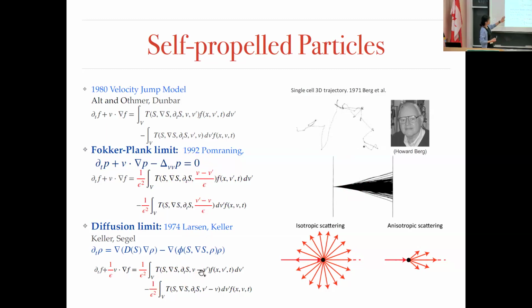For the diffusion limit, when epsilon goes to 0, what you get in the neutron transport community is just the diffusion equation. But if we consider the classical chemotaxis case, where your tumbling kernel depends on the outside signal S or the gradient of S, then you get an additional drift term. This is already a very classical case when people consider the limit for chemotaxis or kinetic models.